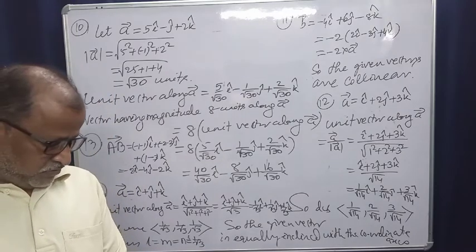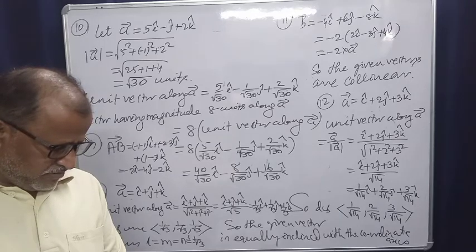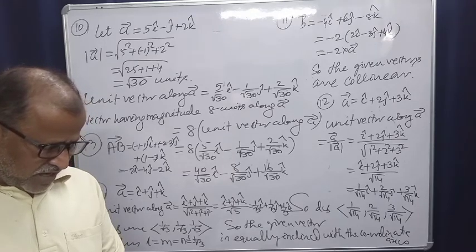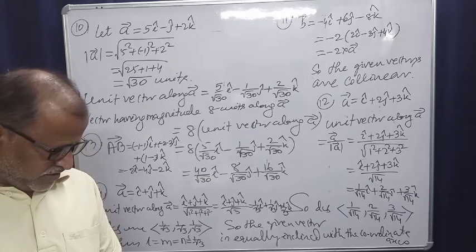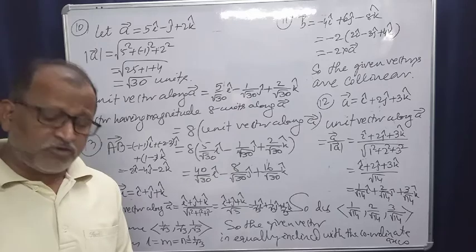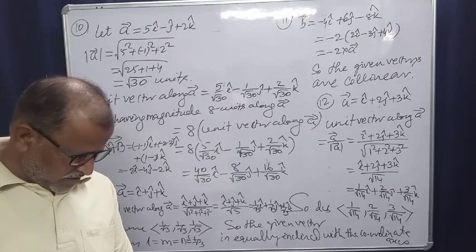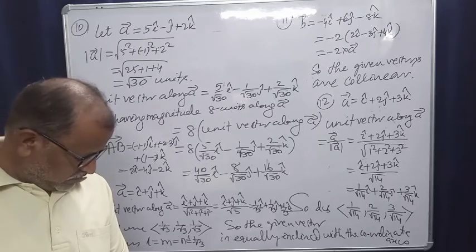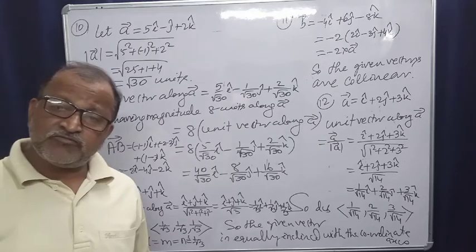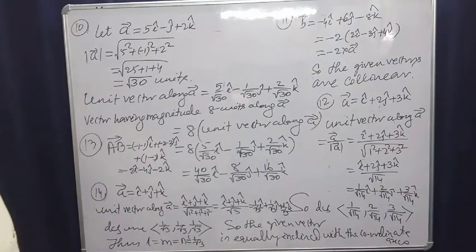So this is about question number 14. Question 15: Find the position vector of a point which divides the line joining the 2 points P and Q, whose position vectors are given. From the division formula we know. Find the position vector of point R which divides the line joining them in the ratio 2:1. First you have to take it internally, then externally. We will wait for it.